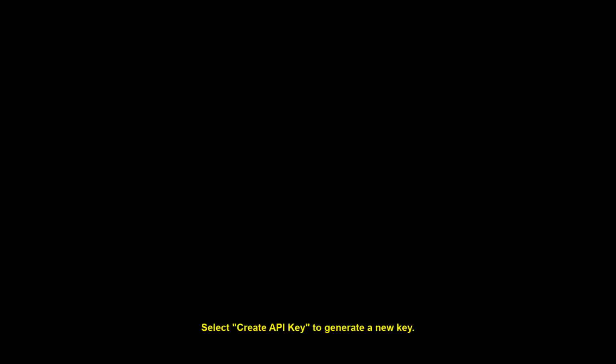Select Create API Key to generate a new key. Give your API key a descriptive name. Choose the appropriate permissions for your use case. Click Create and View to finalize the creation of your API key. Copy the API key to your clipboard for later use.